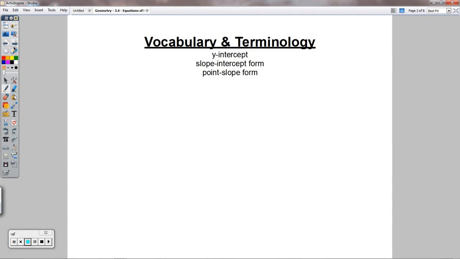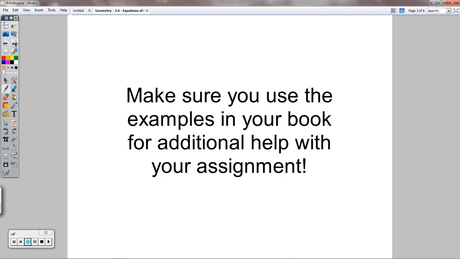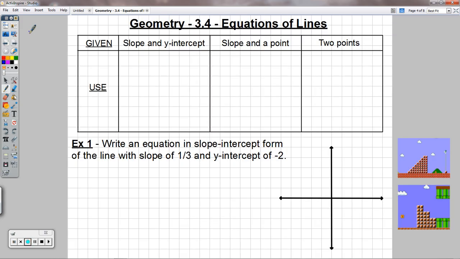We talked about slopes of lines in 3.3 and now that leads us into talking about equations of lines. So we need to know what y-intercept is, what slope-intercept form and point-slope form are by the time we're done, and how to use those things, how to graph equations of lines based on those things. Let's jump right into it.